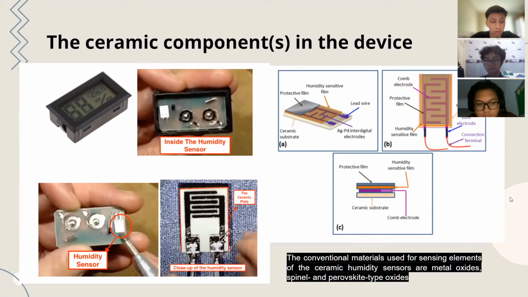If we take a closer look at the humidity sensor, we can see that the white and rectangular shape is a ceramic plate. A more detailed image of the ceramic plate is on the right side of this presentation, where we can see a more detailed version and explanation. The conventional materials used for the sensing element of the ceramic humidity sensor are metal oxide, spinel, and perovskite type oxide.